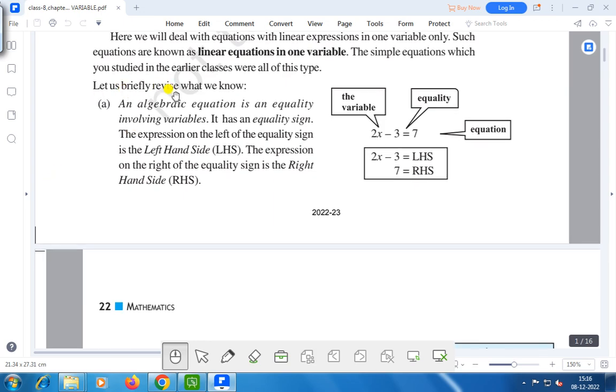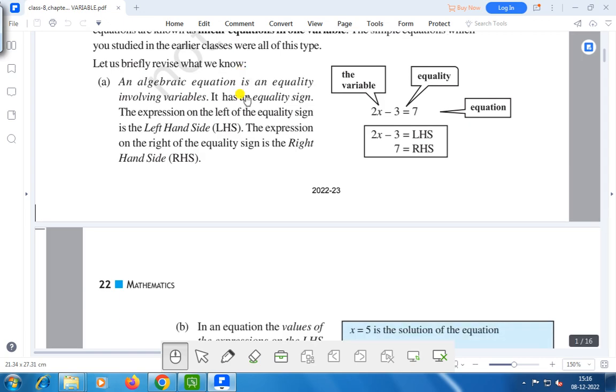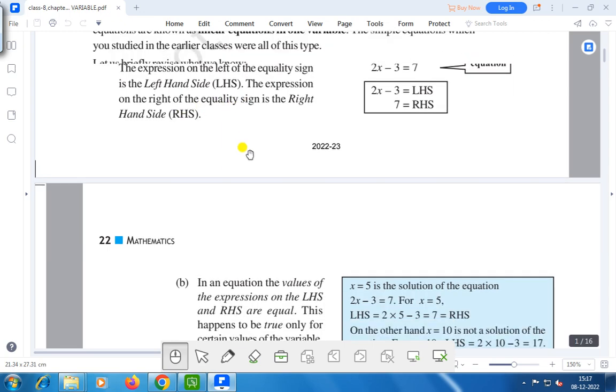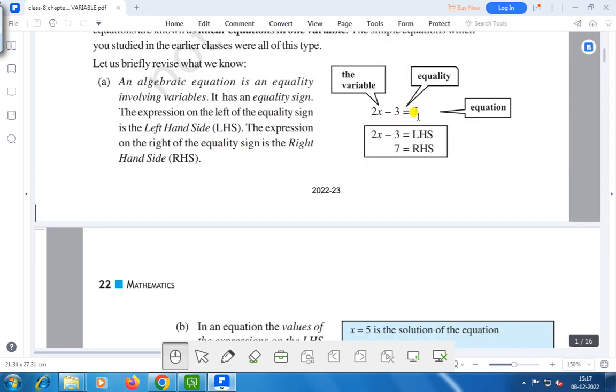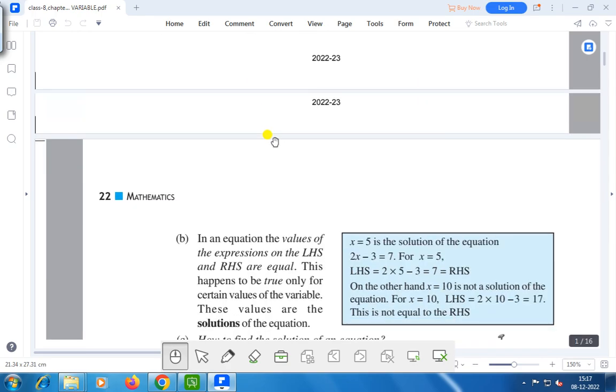Let us briefly revise what we know. An algebraic equation is an equality involving variables. It has an equality sign. The expression on the left of the equality sign is the left hand side. The expression on the right of the equality sign is the right hand side. Here you see 2x minus 3 is equal to 7. Here x is the variable, this is the equality sign, and this is an equation.